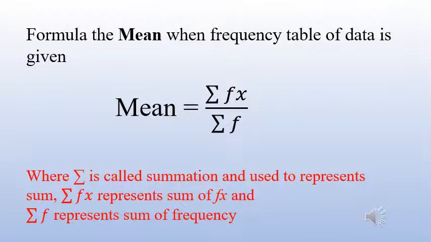Now we are going to find the mean when the frequency table of data is given. The formula of mean when the frequency table is given: mean is equal to sum of fx over sum of f. The symbol used in this formula is called summation and it represents the sum. f is the frequency of the data and x represents each value of data. Sum of fx means the sum of f multiplied by x, and sum of f means the sum of frequency.